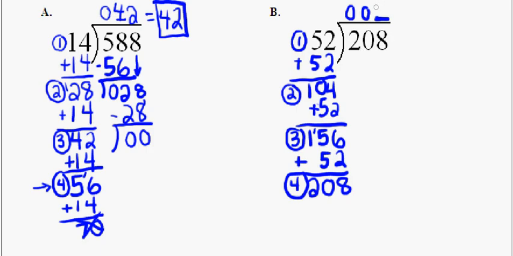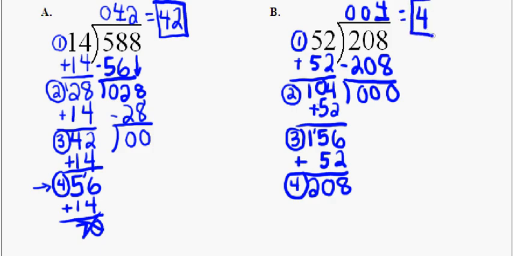Stop. Fingers say 4, and a 4 pops up. Mouse said 208 and 208 goes down. Hook the line, subtract, subtract, subtract, subtract, and that is just a whole bunch of zeros. No remainder, which means 208 divided by 52 gives you the whole number 4. So that is how you divide using two-digit divisors.